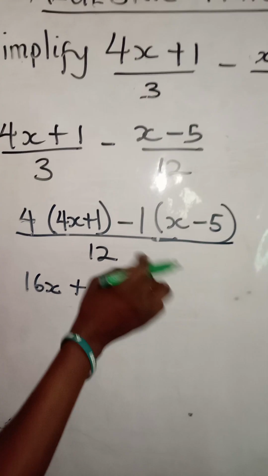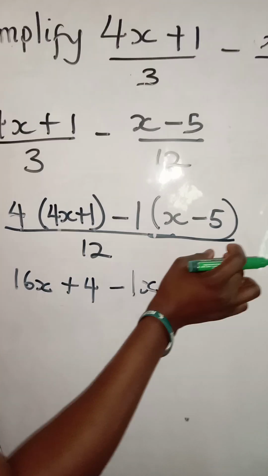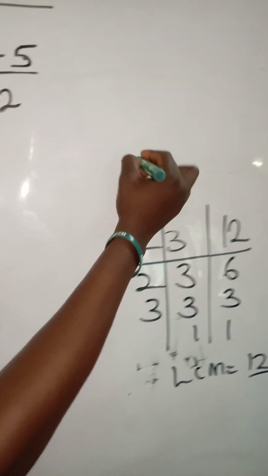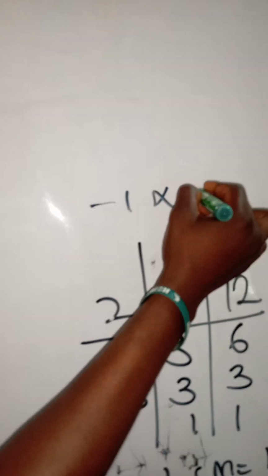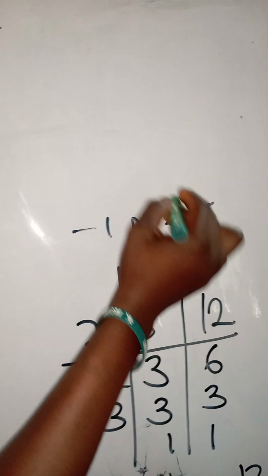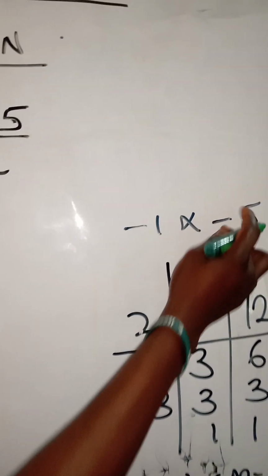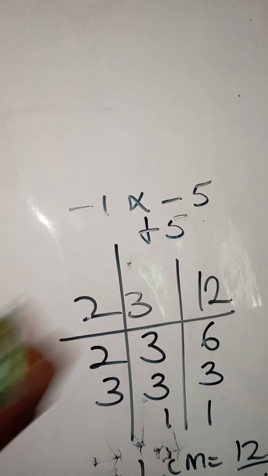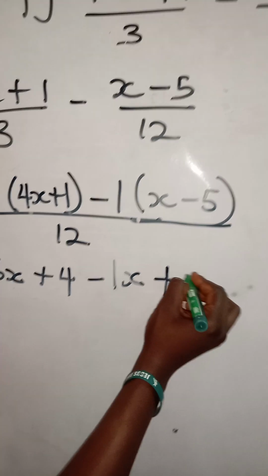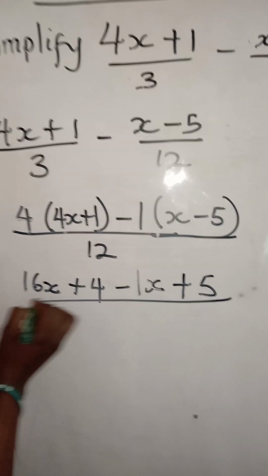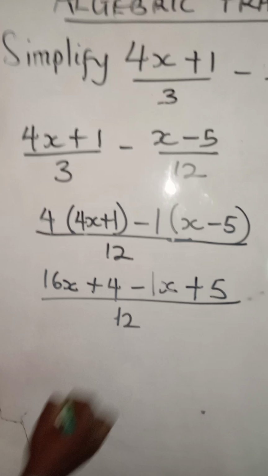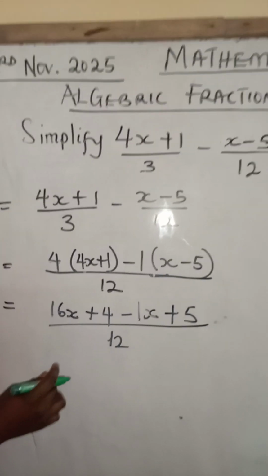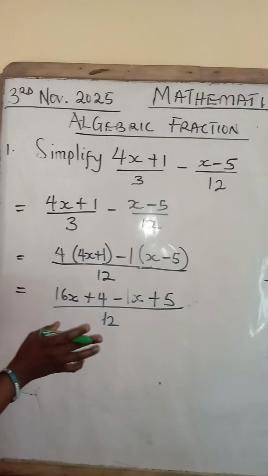So we also have minus 1 multiplied by minus 5. Minus times minus is plus. 1 times 5 is 5. So we'll be having plus 5, divided by 12. Now, when you have something like this, the next thing you do is to collect like terms.